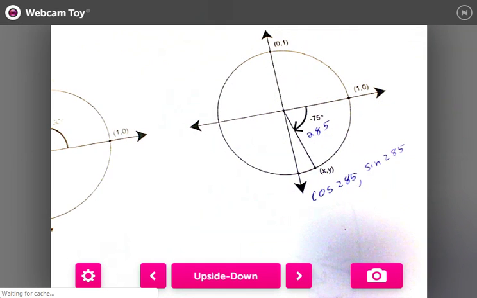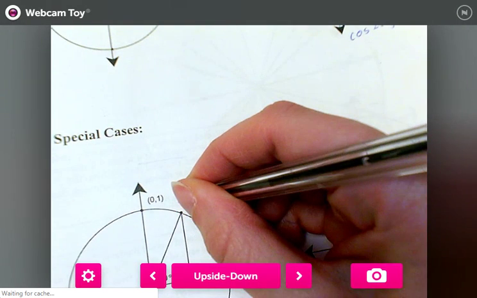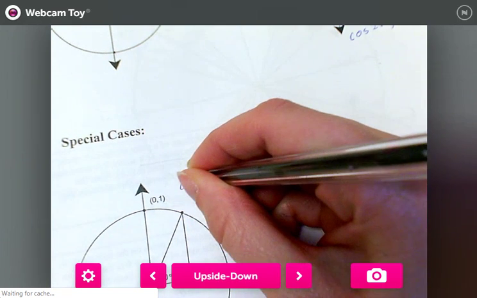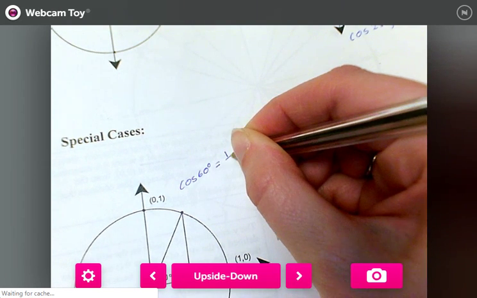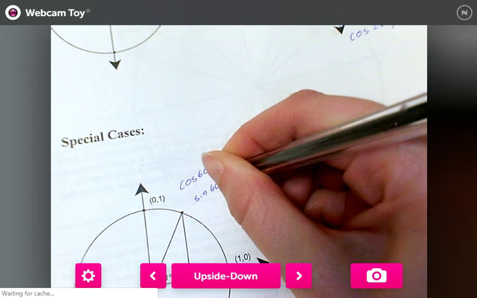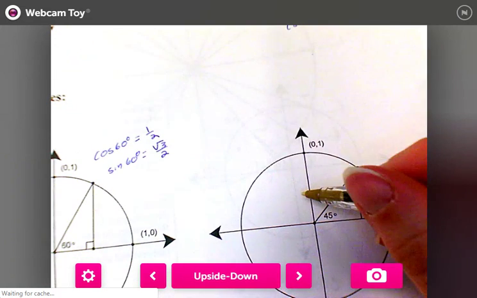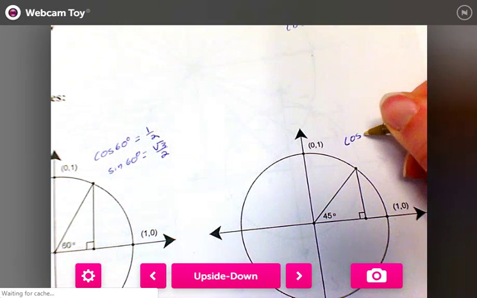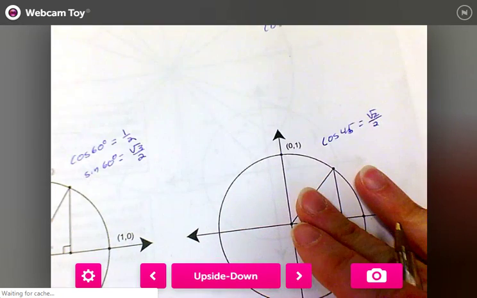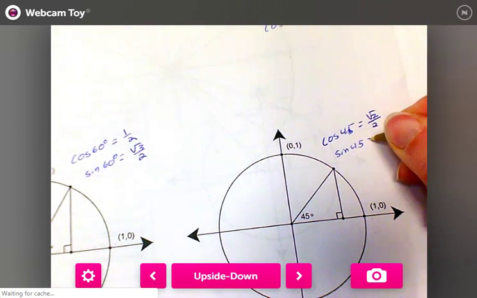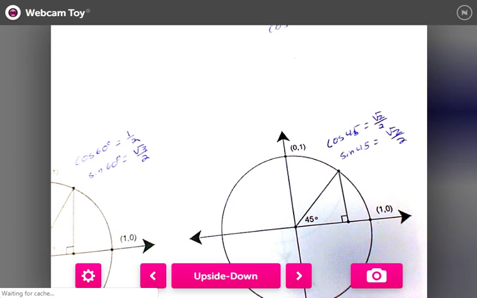That's it. For our special cases, 60 degrees, your x value or your cosine of 60 degrees is going to equal 1/2. Your sine of 60 degrees or your y value is going to be square root 3 over 2. For 45 degrees, your cosine of 45 degrees is square root 2 over 2. Your sine of 45 degrees is square root 2 over 2. How are we feeling? Pretty straightforward? Okay.